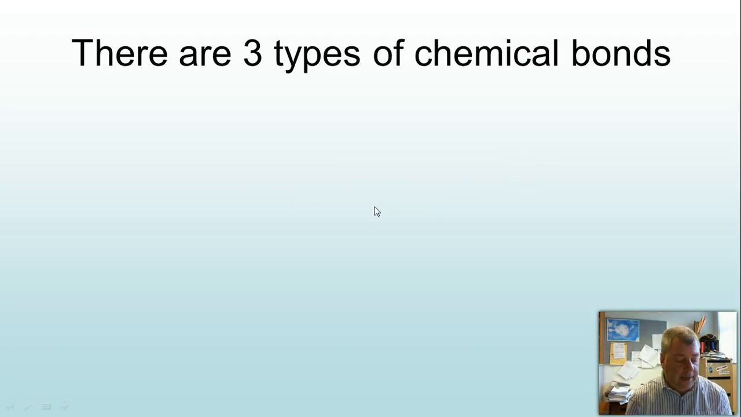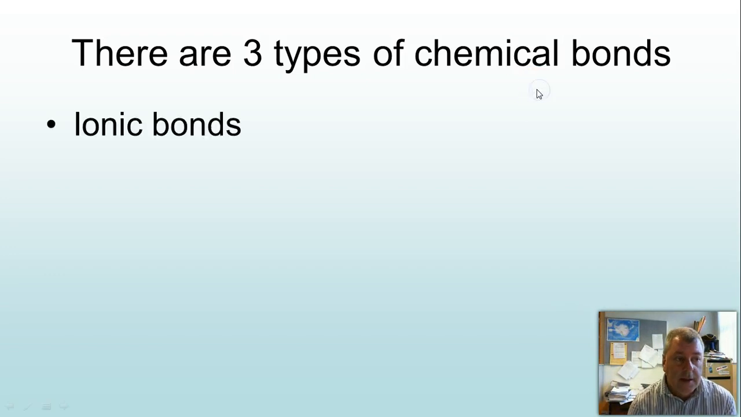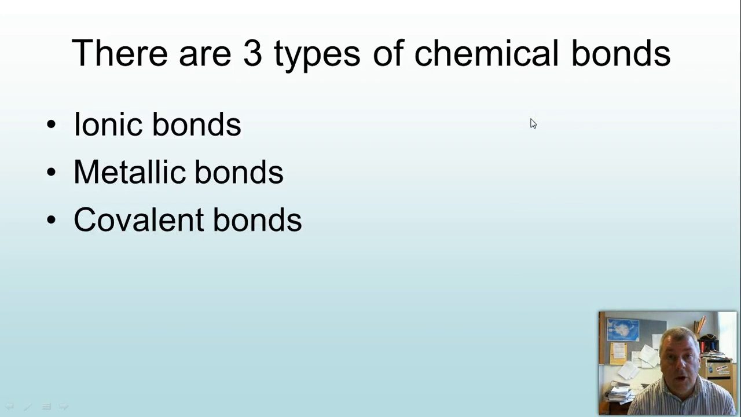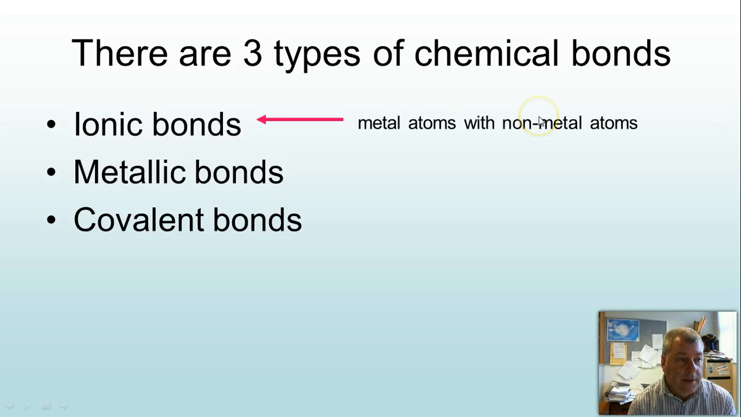So before we get into ionic bonding, we just need to make sure that we are aware of the three different types of chemical bonds that can occur. There are the ionic bonds, which we're going to do now. There are what's called metallic bonds, and then there are what's called covalent bonds. The ionic bonds are when we have a metal atom bonding with a non-metal atom.